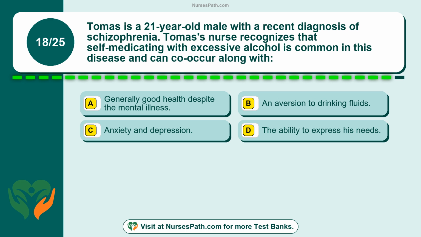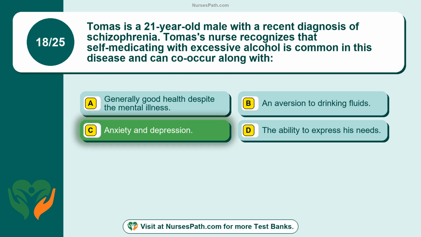Question 18. Tomasz is a 21-year-old male with a recent diagnosis of schizophrenia. Tomasz's nurse recognizes that self-medicating with excessive alcohol is common in this disease and can co-occur along with option A, generally good health despite the mental illness. Option B, an aversion to drinking fluids. Option C, anxiety and depression. Option D, the ability to express his needs.